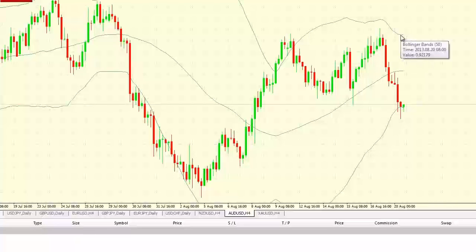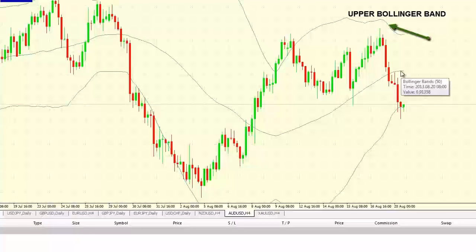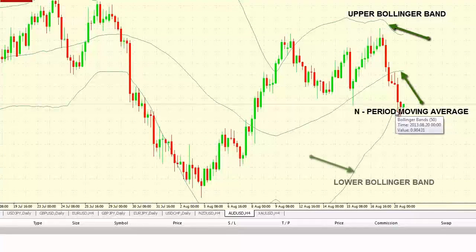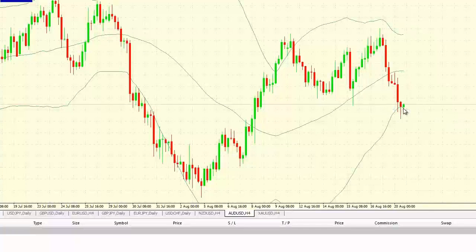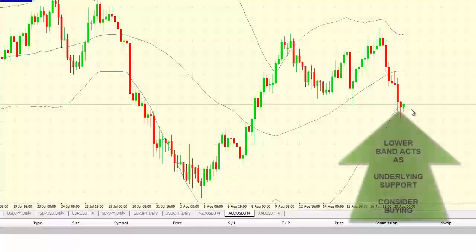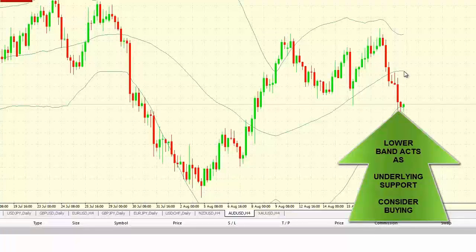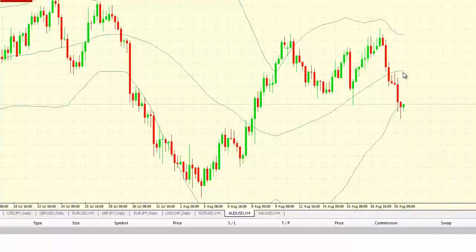So you can see this is the upper Bollinger Band, this is the 50 period moving average, and this is the lower Bollinger Band. As you can see over here, the current price for the Aussie dollar is close to the lower Bollinger Band level. Here, the lower Bollinger Band can act as an underlying support. As the price moves up, the trader could either fully close or partially close his long position near the moving average at the middle, or hold on to it till the price reaches the upper Bollinger Band level.